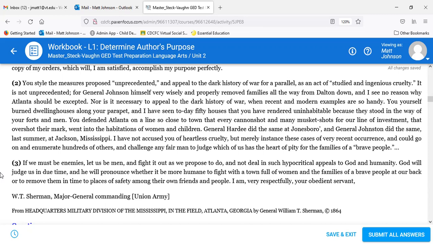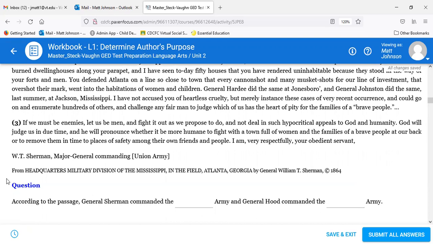characteristics of war here. So, according to the passage, we got a blank here. According to the passage, General Sherman commanded which army? Is it Union? Said the Union. Yeah. Not the Funyun Army. The Union Army. Union. And then General Hood commanded the What's so funny? Confederate. Confederate. Yeah. Union Army. And General Hood commanded the Confederate Army.